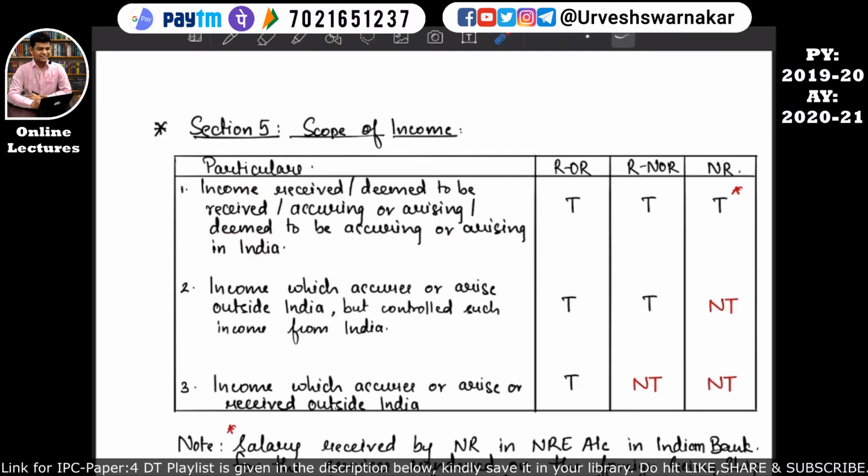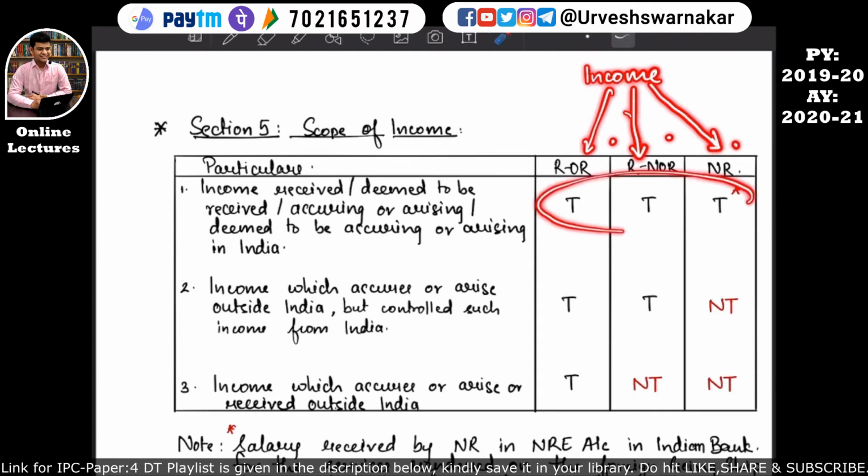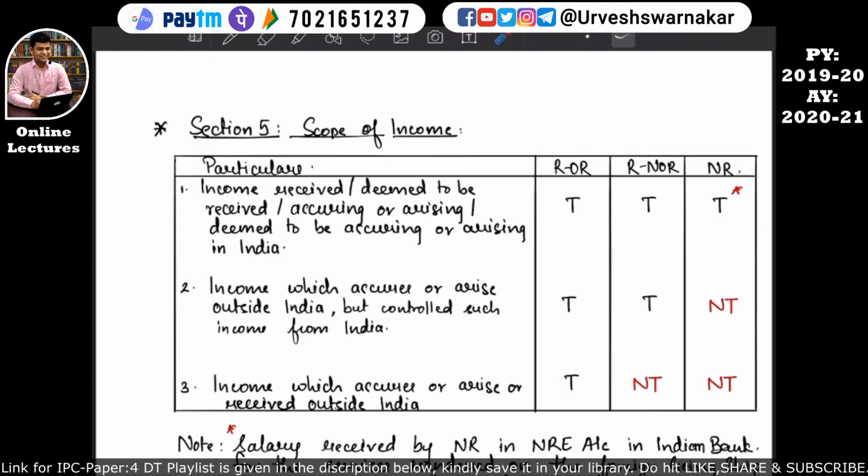So let's read this point number 1 again. Income received in India or income deemed to be received in India, income accruing or arising in India, or income deemed to be accruing or arising in India, then whatever income has been received by this resident ordinary resident, or by this resident non-ordinary resident, or by this non-resident, it will be taxable in India. I hope this is quite clear to you all. So these three are individually different persons. But if they earn income in this form, it will be taxable to them in India.